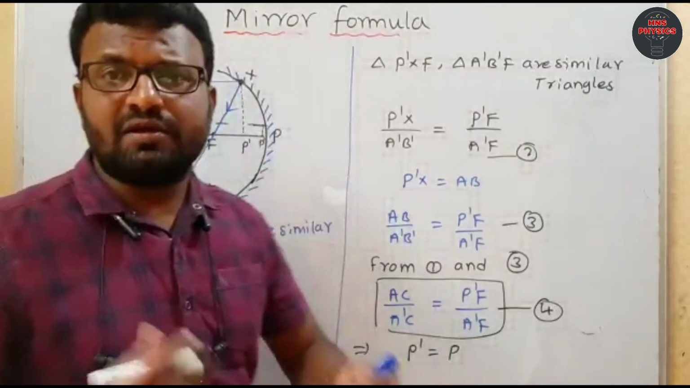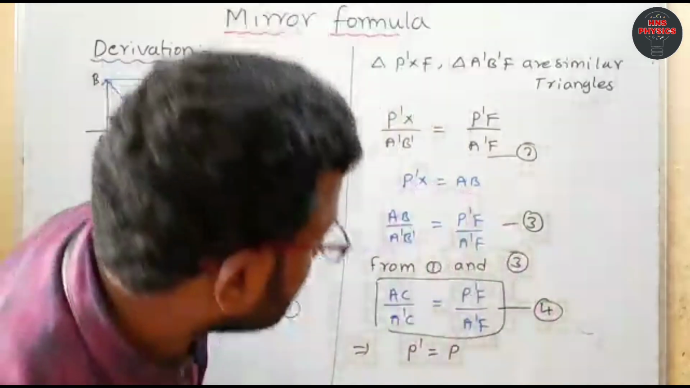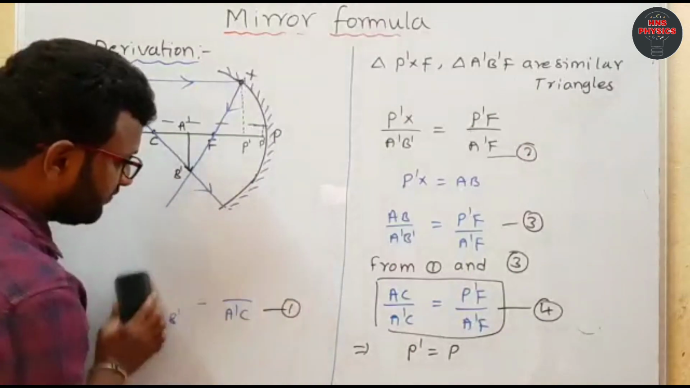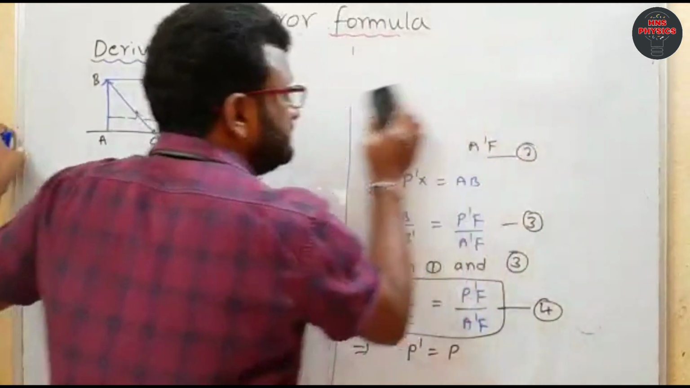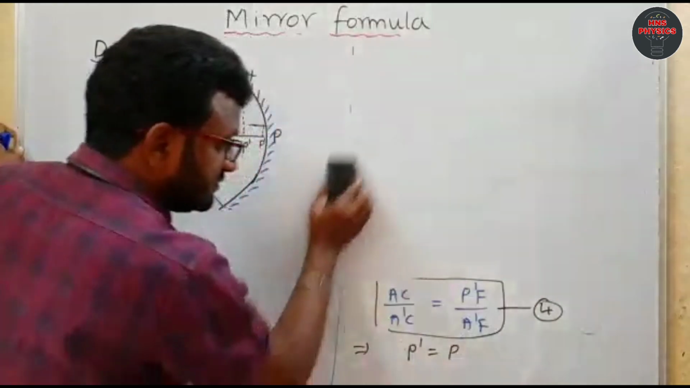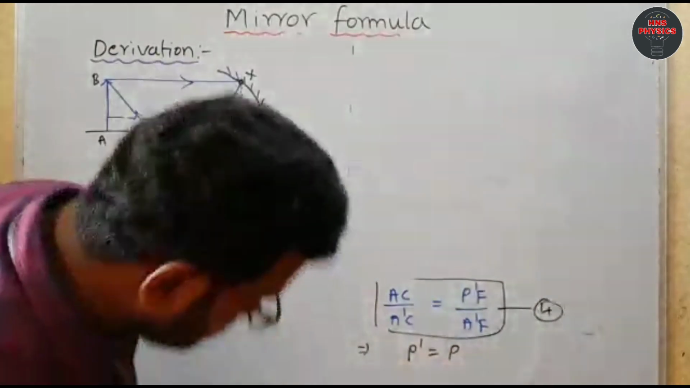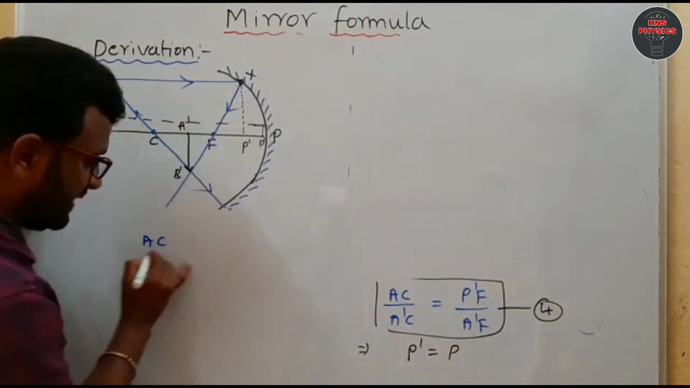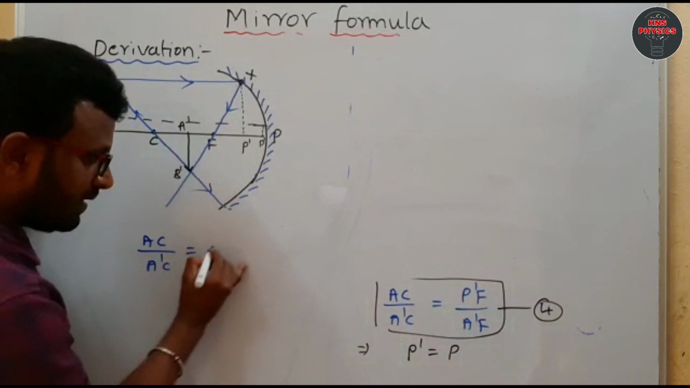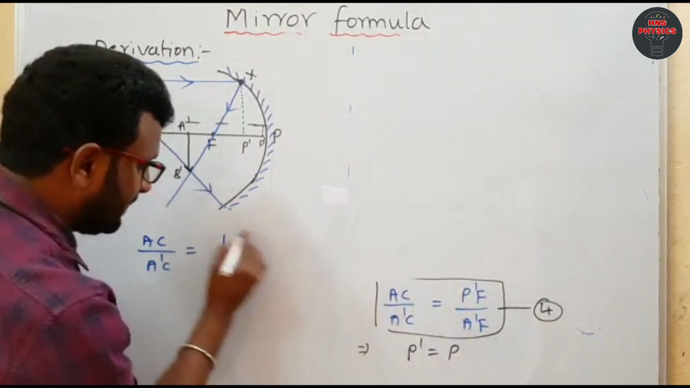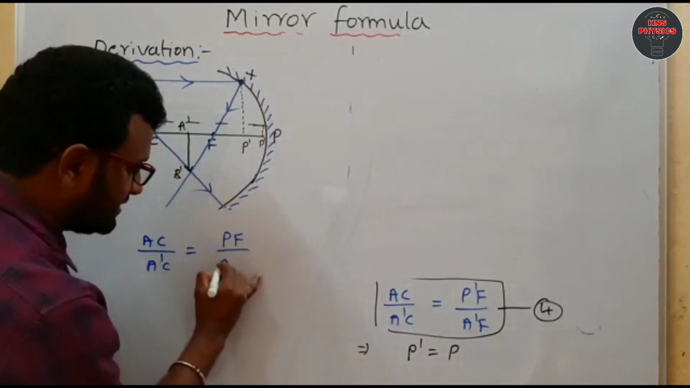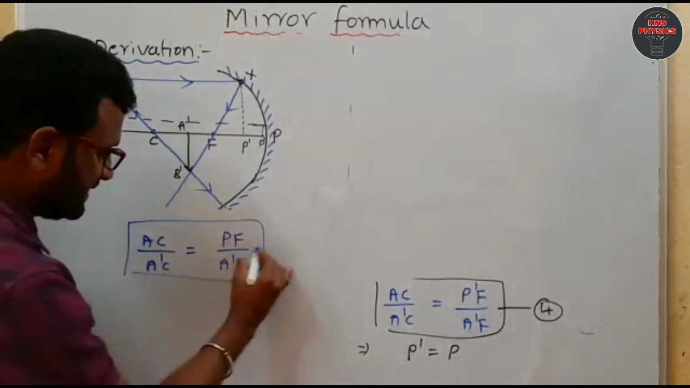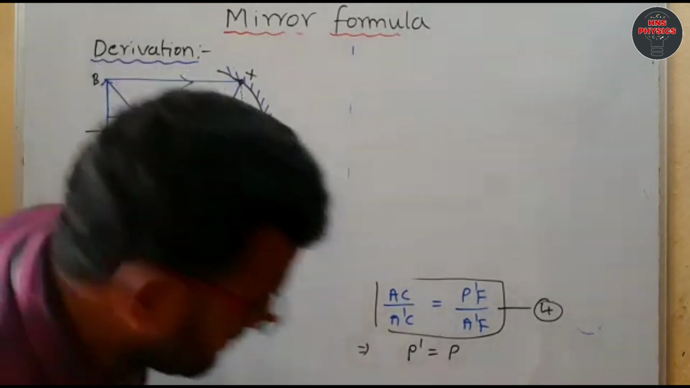Then equation 4, if you write again, what is my equation 4? Equation 4, AC by A'C equal to P'F by A'F, in place of P' you can write P, so PF by A'F, right? This is equation 5. You can consider equation 5, right? This value you can drop.